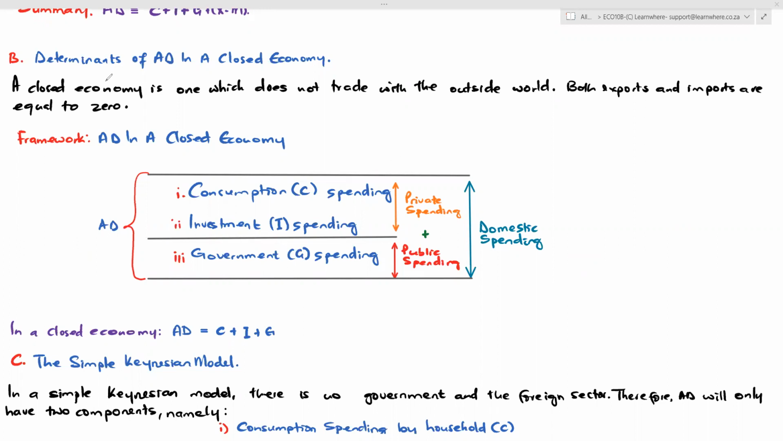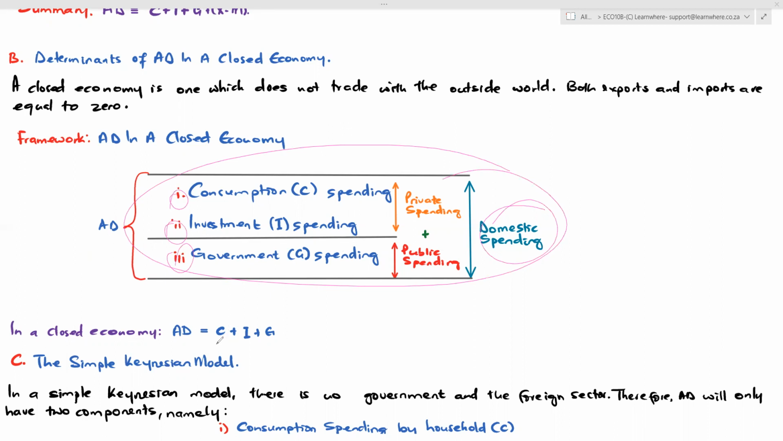So what are the determinants of aggregate demand in a closed economy? We just look at the aggregate demand model, and then we slash out exports minus imports. So we're just looking at domestic spending without exports and imports. This is aggregate demand in a closed economy. It has three components: consumption spending, investment spending, and government spending. So this economy is closed because it just deals with itself. It doesn't deal with the outside world.